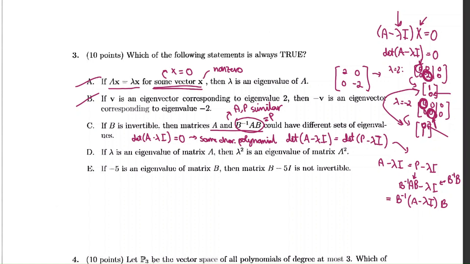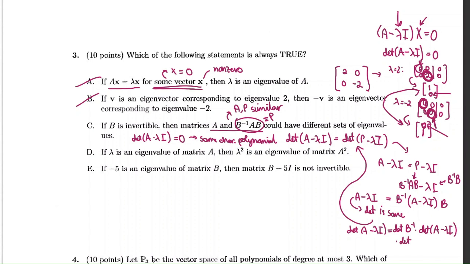So you can see now that A minus lambda I and B inverse times A minus lambda I times B are similar, and so they will have the same determinant. So this verifies the statement, right? Because if we take the determinant of both sides, the determinant of A minus lambda I equals the determinant of B inverse times the determinant of A minus lambda I times the determinant of B. And the B's will cancel, because the determinant of B inverse times the determinant of B, by determinant properties, is just 1. So you can see that this is now a true statement. This means that we will have the same characteristic polynomial, and that means that we will then have the same eigenvalues.